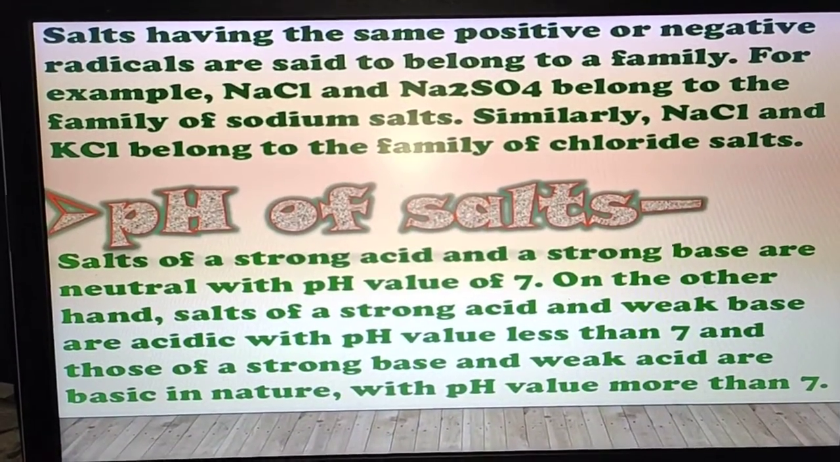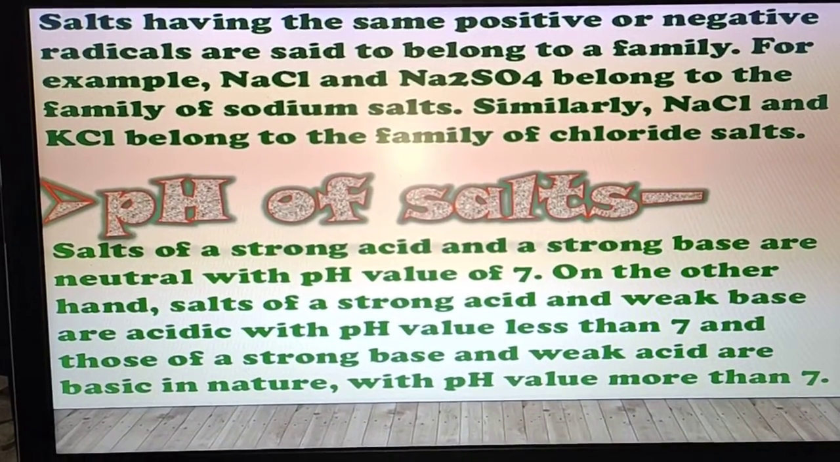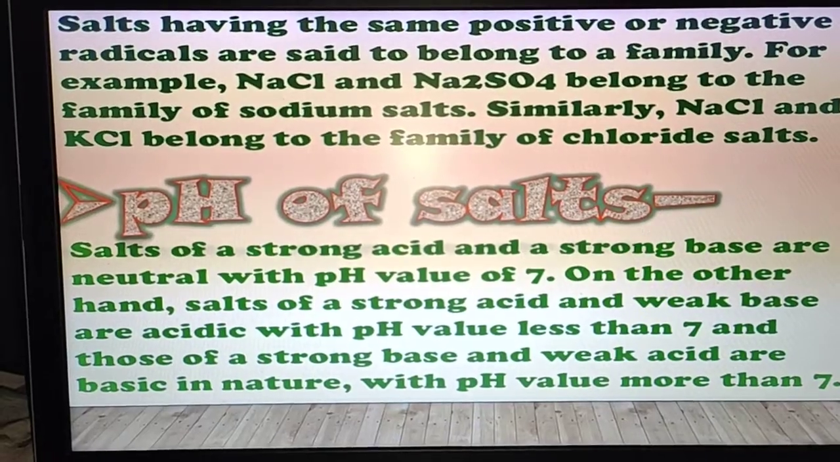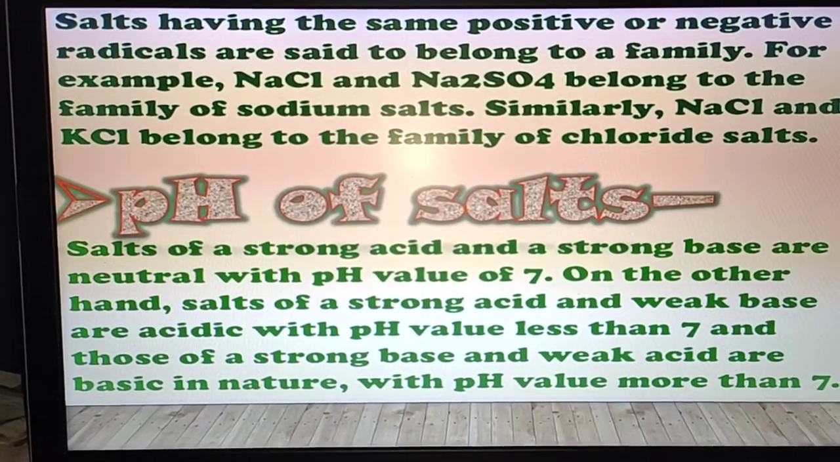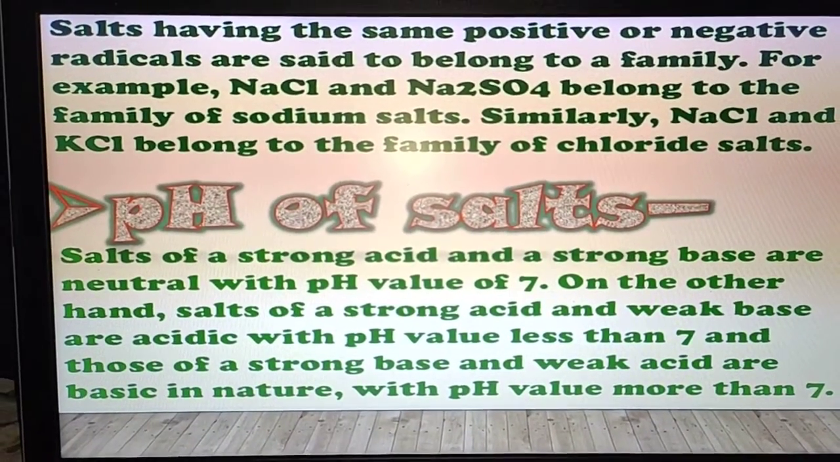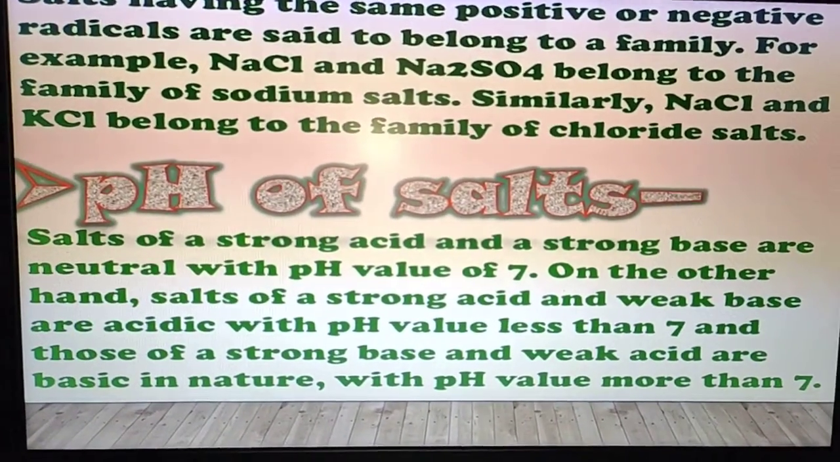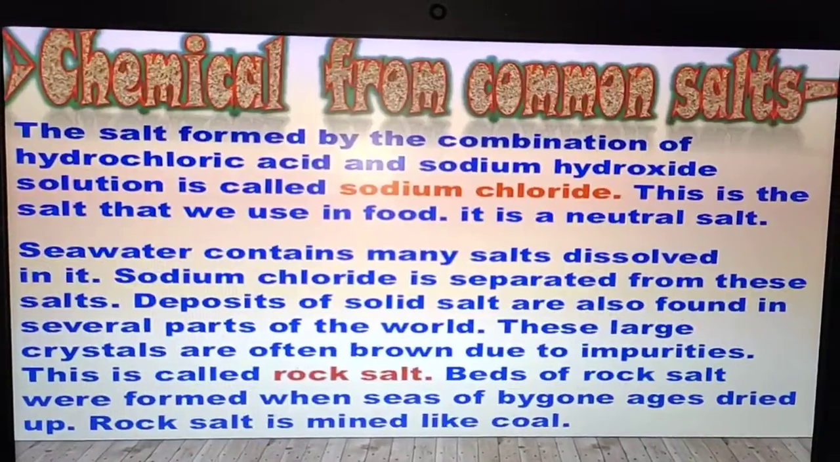pH of salts. Salts of a strong acid and a strong base have the neutral pH value 7. On the other hand, salts of a strong acid and a weak base are acidic with the pH level less than 7. And those of a strong base and weak acids are basic in nature with the pH value more than 7.